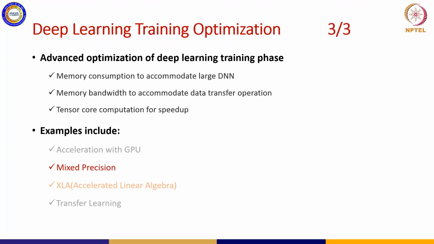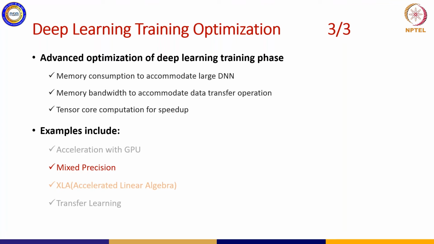When you want to go to this level, there are things you might need to consider. You'll be looking at the memory consumption to accommodate a large DNN model. You'll also be looking at the memory bandwidth, which will be required to transfer data. A large model might require large data, and there is transfer here and there that will be needed during the training phase. Also, you're looking at speed up in terms of computation, which will require some tensor cores.